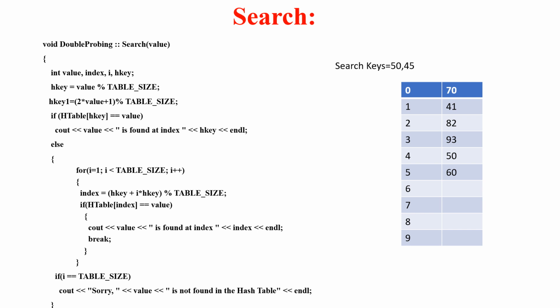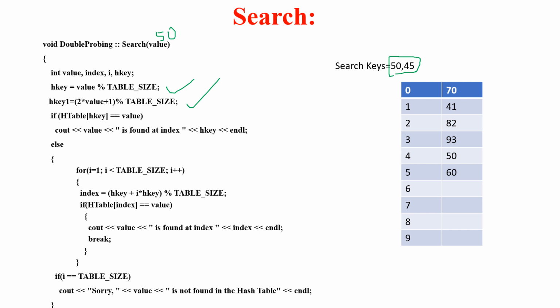Suppose a hash function is given to you and you are going to search an element. The hash table already has some elements, and now you are going to search for an element. So here I am going to search 50 and 45 using double hashing. I have taken the hash function h1 and h2. Now I'm going to search for 50. Is 50 there in my table or not?